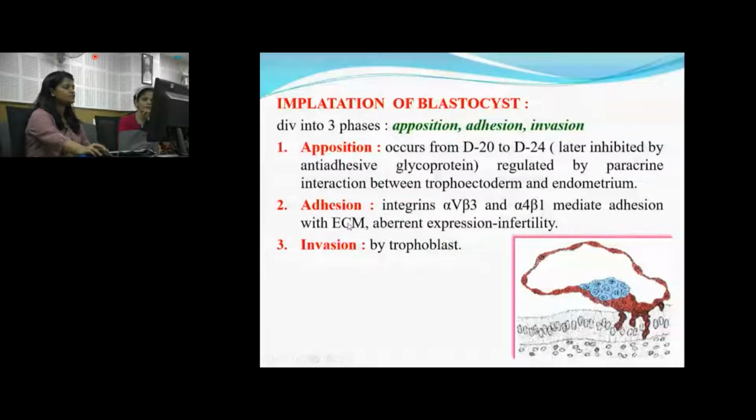These mediate the adhesion between the extracellular matrix proteins, and aberrant expression of these integrins on the endometrium may lead to infertility. The step of invasion is totally controlled by trophoblasts because they invade into the endometrium, and that leads to the implantation of the embryo.